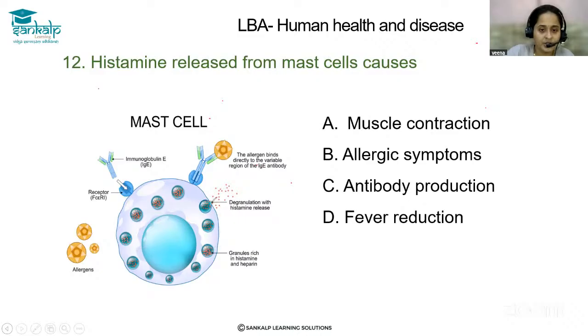That is released when this IgE immunoglobulin acts against the allergic reaction. At that time, due to the histamine release, it causes red rashes and itching, itching of the skin. That is called an allergic reaction. Not muscle contraction, muscle contraction is a different topic. Not antibody production.